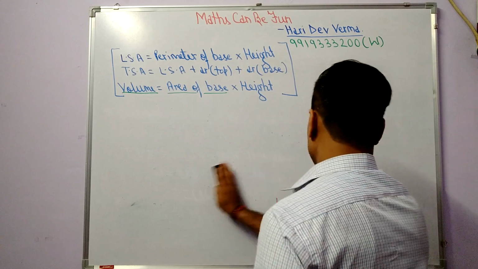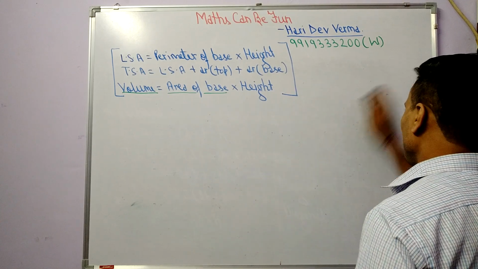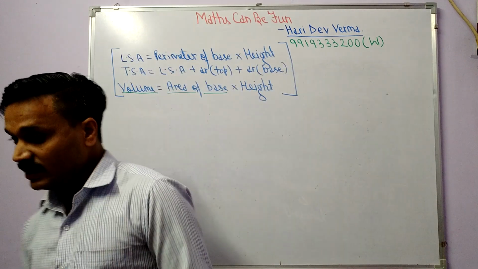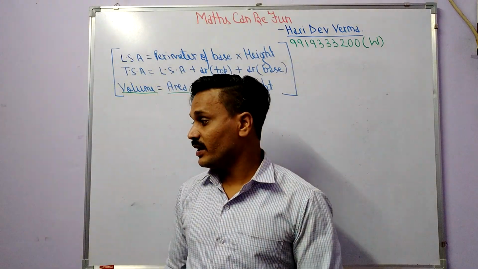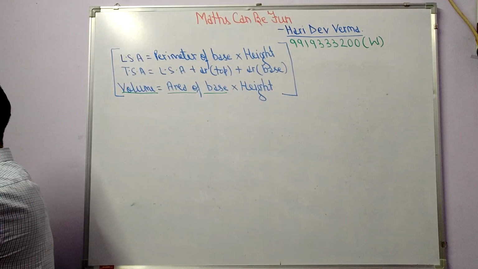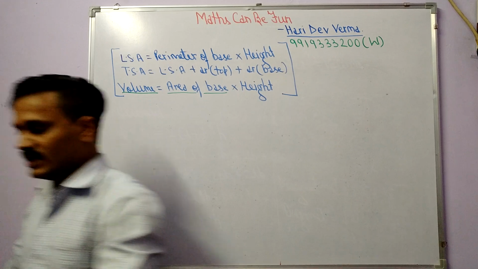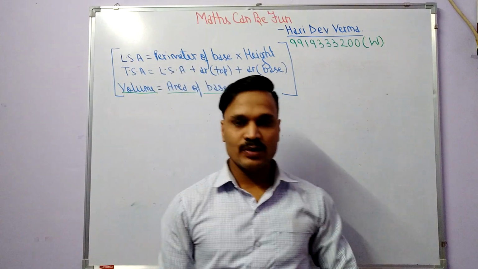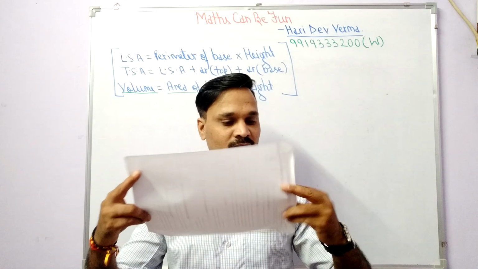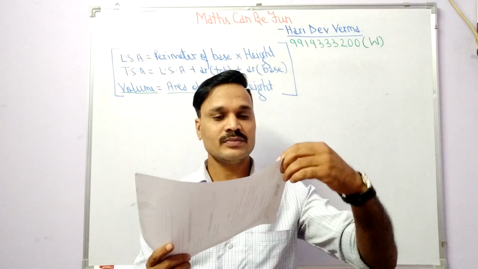What is the cylinder? Cylinder is also made up of a rectangular piece of paper. If we take a rectangular piece of paper, we can easily make a cylinder. Now by using this plain paper, I am going to show you how to make it.